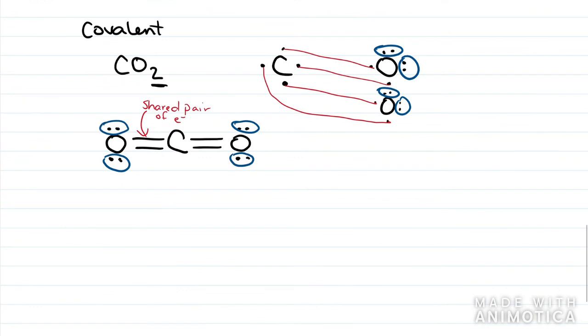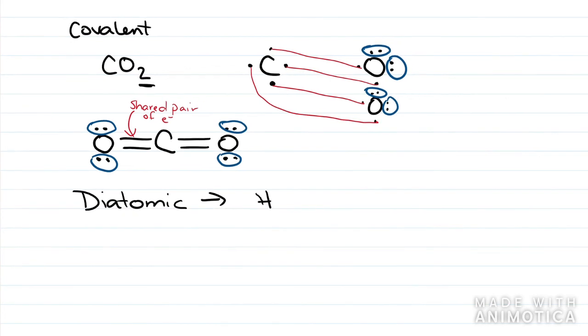So if you remember, we also have diatomic molecules. And these were 7 very special ones. They form the shape of a 7 on a periodic table. And they are hydrogen, oxygen, chlorine, bromine, iodine, fluorine, and nitrogen.